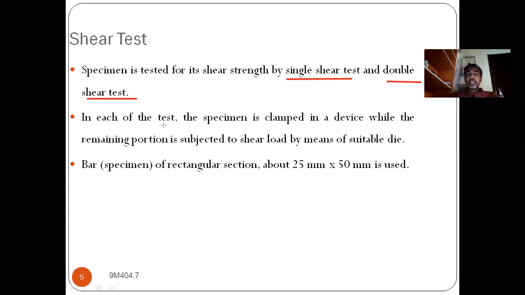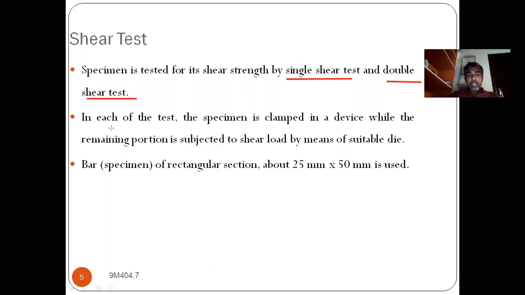In each of the tests, the specimen is clamped in a device while the remaining portion is subjected to shear load by means of a suitable die. How are you going to perform the test, whether it is a single shear test or a double shear test? You have to clamp the specimen onto the UTM machine.